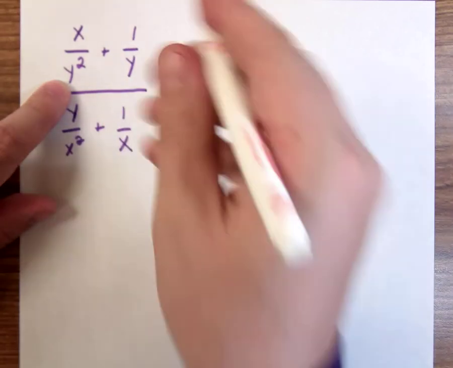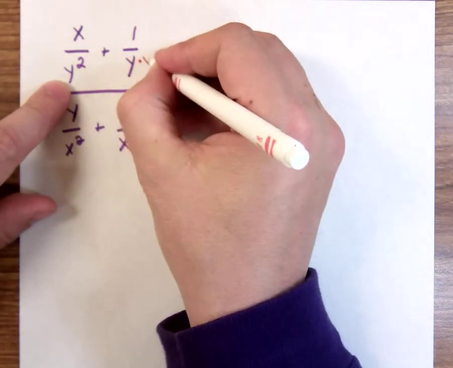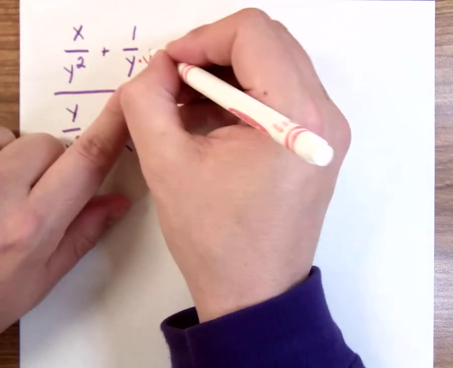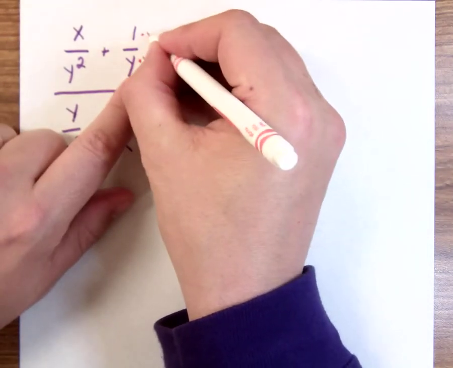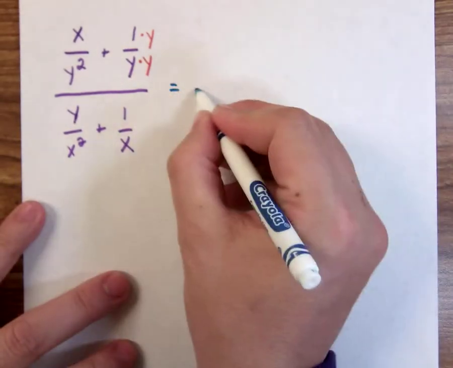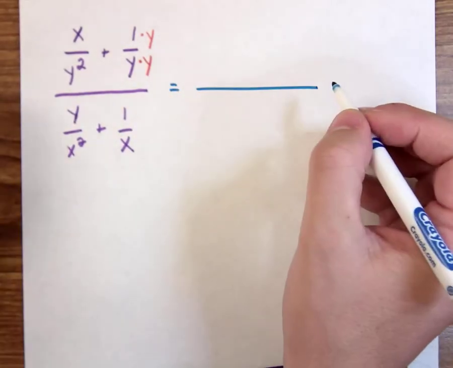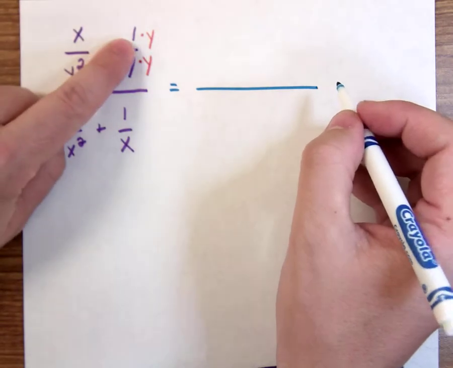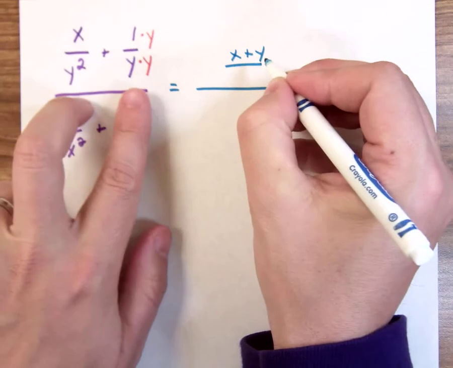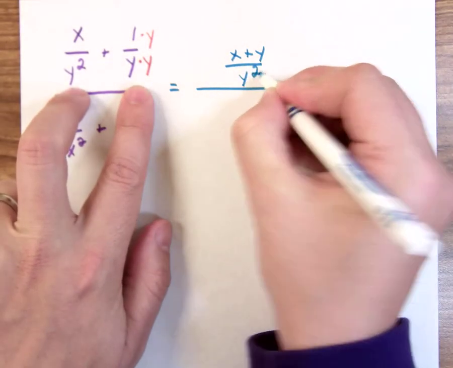Y squared. So I need another y on the bottom here so that these are both y squared. But if I multiply by y on the bottom, I've got to multiply by y on the top. So what this gives me on the top is x plus 1y, or x plus y, over, they now have the same denominator, y squared.